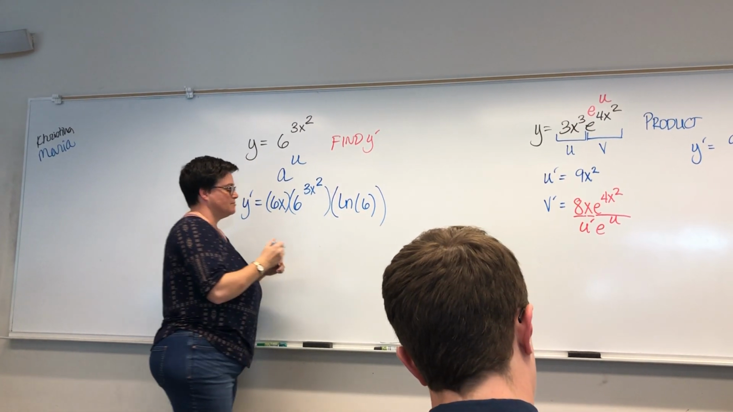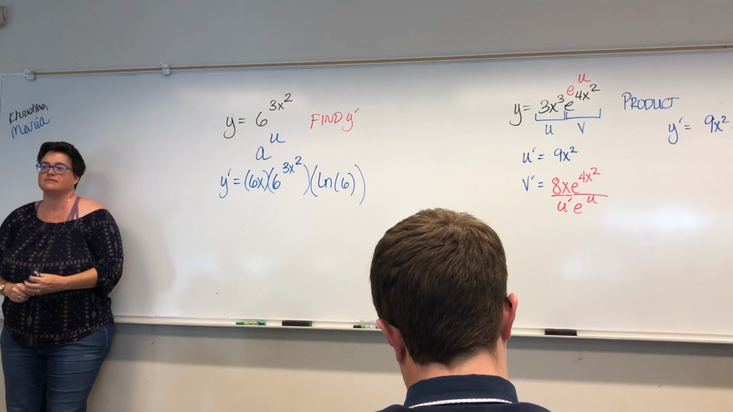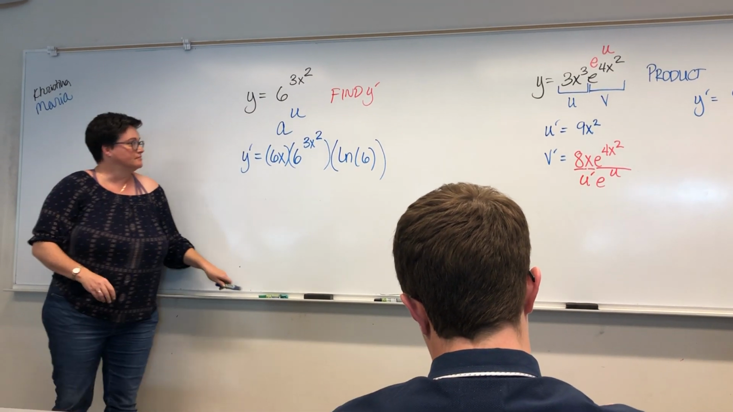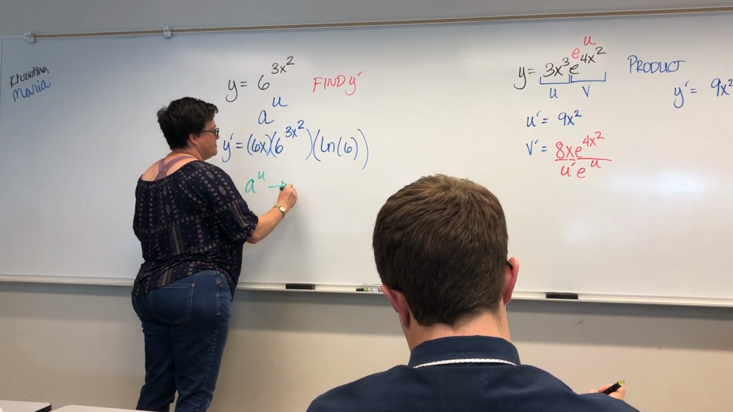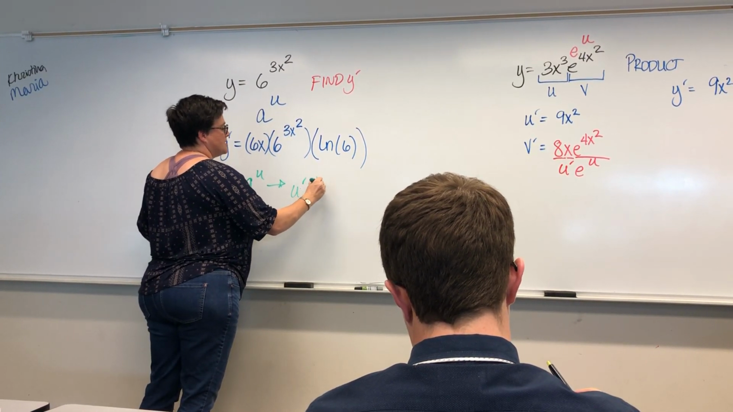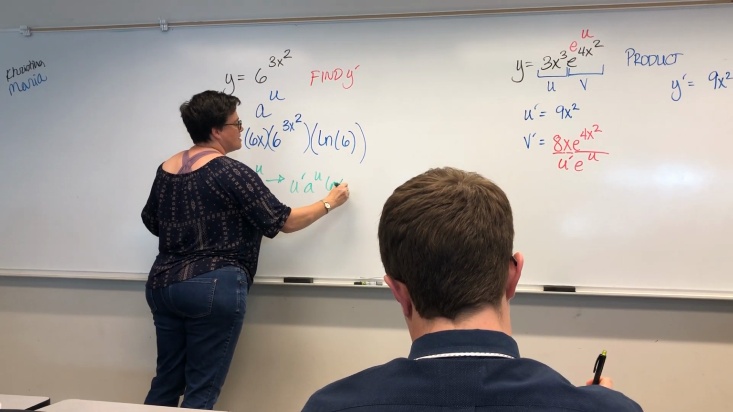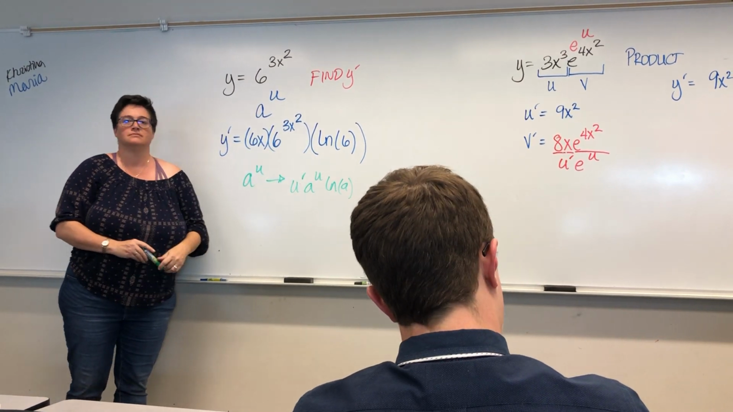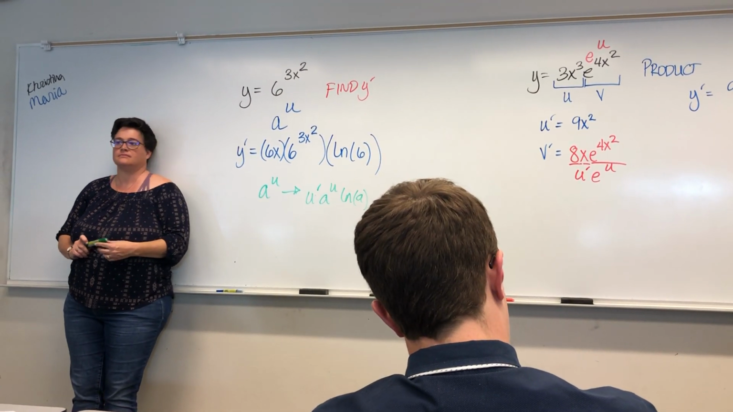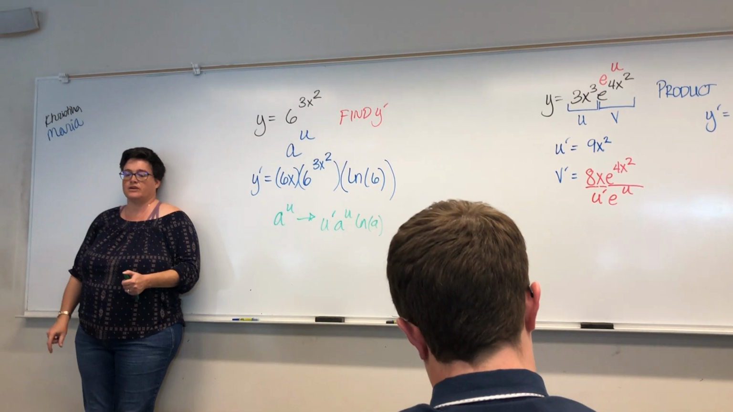All you're doing is filling in blanks, guys. Don't overcomplicate this. A to the u, when you take the derivative, becomes u prime times the original function times the natural log of the base. All I'm doing is filling in the blanks. Don't overthink it. How did you get the ln of 6? Look at your tattoo.